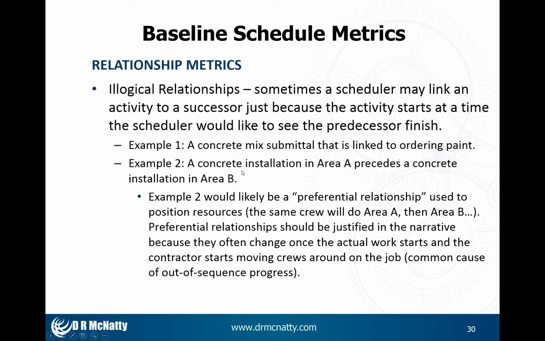By the same token, installing concrete at area A followed by installing concrete in area B, this would be what I call a preferential relationship that is used to position the activities so that the same crew can first do area A, then do area B. These preferential relationships should be addressed in the narrative because once the contractor gets on the project and starts moving crews around, the sequence of the work can change, and this is actually one of the most common causes of out-of-sequence work on a project, where the crew started area A, ran into a problem, so immediately moved over to area B and did that, then came back to area A. Happens all the time. It's preferential logic.